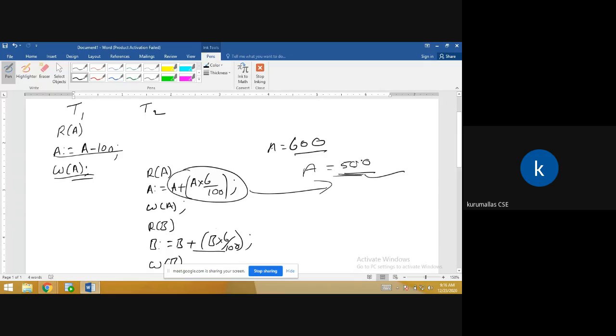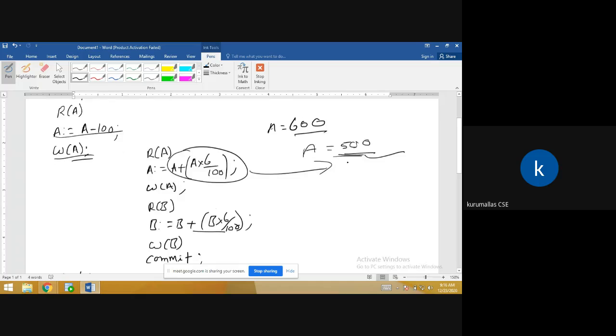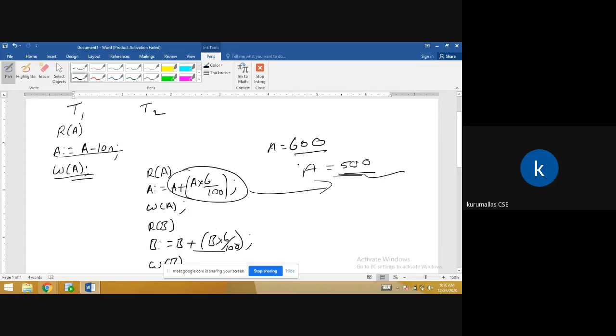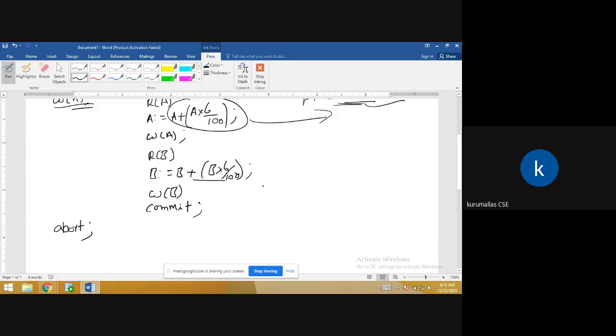Okay, not 500, not yet committed. So again the value of A is 600 only. That is the incorrect result, the incorrect input. So this type of schedule is called an irrecoverable schedule, whereas a recoverable schedule is one in which a transaction reads only the changes after they are committed.